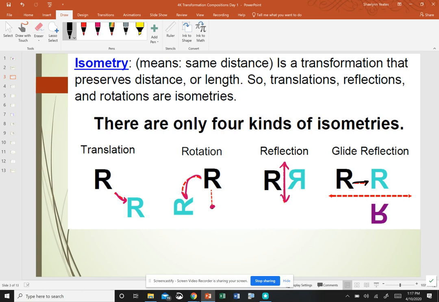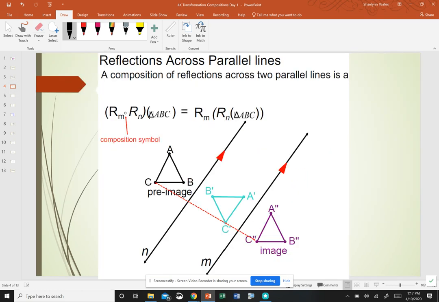That's all it is. You move it and then flip it over. And we'll be talking about that in a second. So we're going to start with reflections. What happens if we reflect something twice? So a composition of reflections, meaning you do 2 reflections in a row.